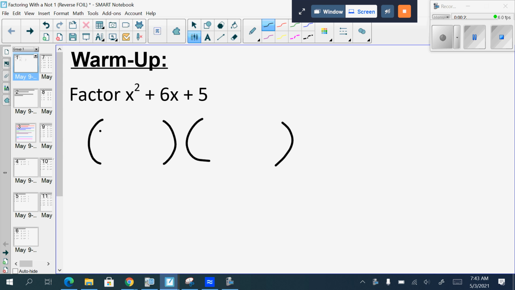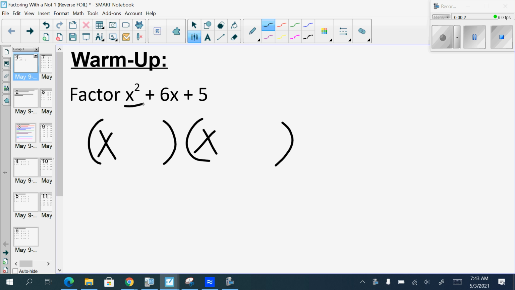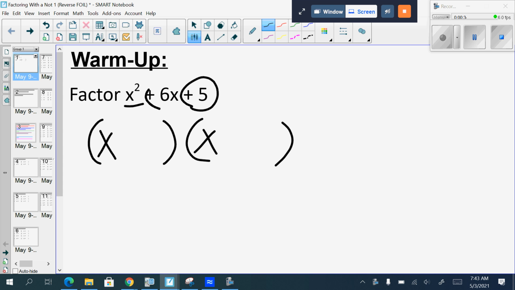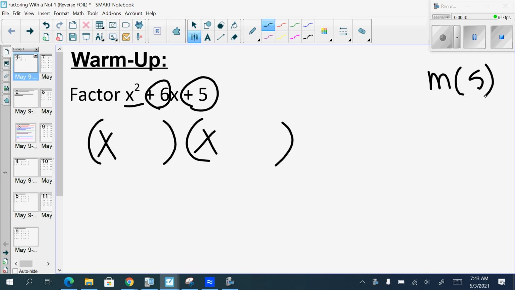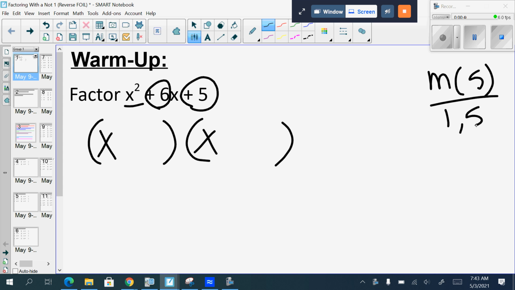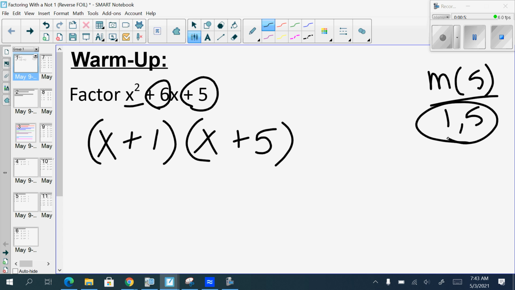You're thinking about the fact that x times x will give you x squared. What goes in the blanks then has to, remember, multiply to 5 and add to 6 at the same time. So think about that. There's only 1 and 5. That's the only factors of 5. So this one is super straightforward. It's just going to be x plus 1, x plus 5. If you FOIL that out, the outer and inner are going to add to 6 at the same time.